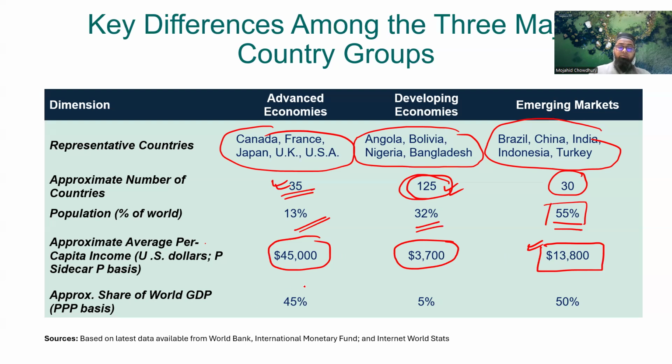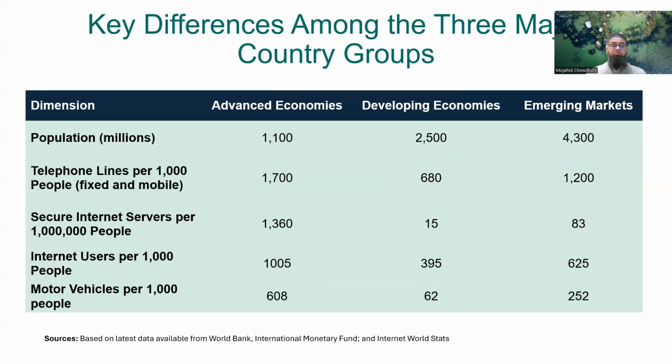So they occupy 45% of the world GDP, and the developing economies are only occupying 5%, and the emerging market is occupying 15% of the world GDP. So, a few more dimensions. If you see the population in millions, the advanced economies have 1100 million population.